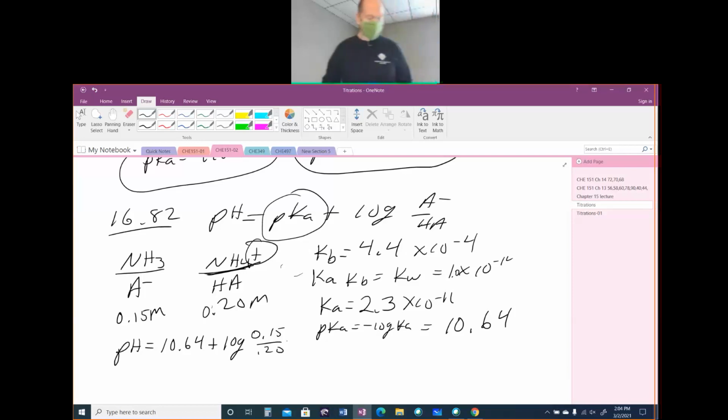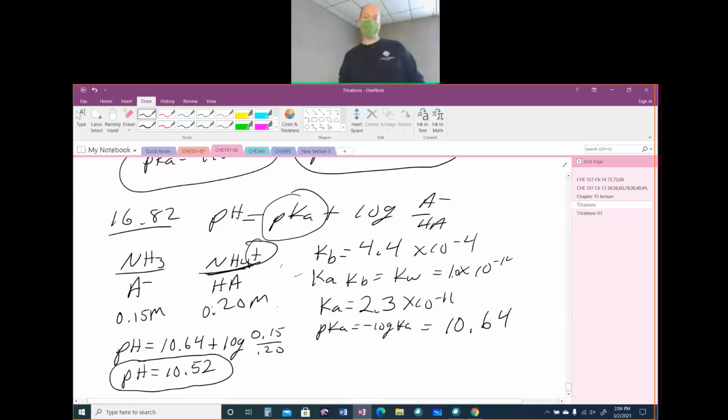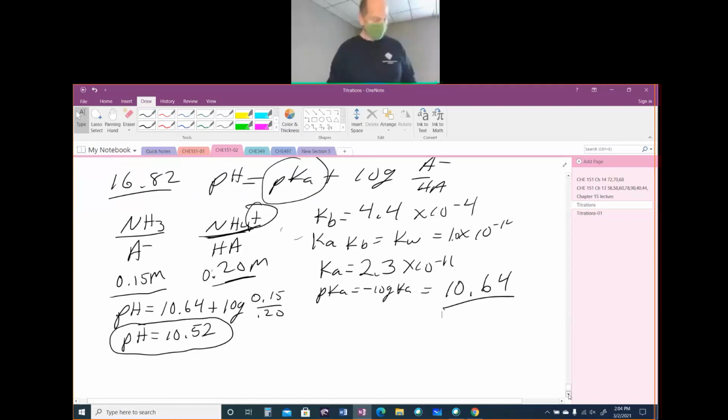And that gives you a 10.52. All right, so since you had a little bit more of your acid than you did of your base, your pH comes down slightly from the 10.64. So again, if you're looking for a buffer that's going to keep your pH close to 10.64, then this would be a great buffer system. That was 1682, 1684.